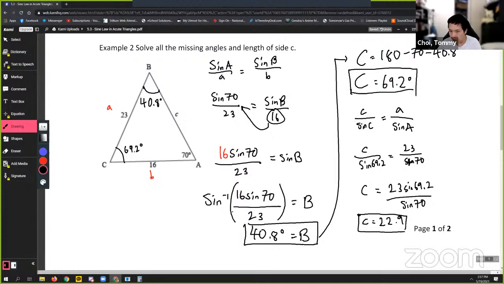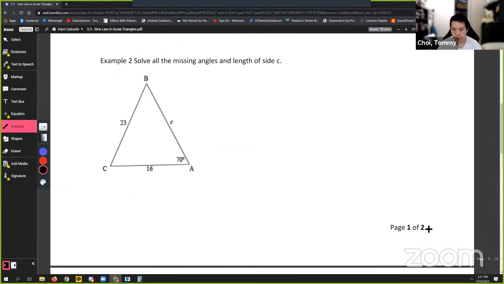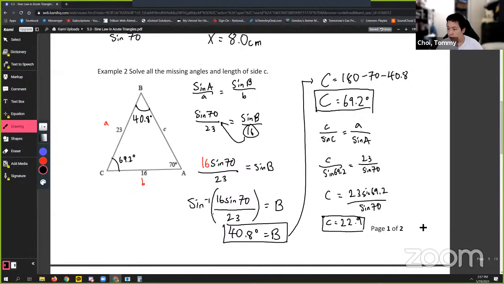Okay. So those would be your answers there for this question. Any questions or clarifications so far with this? If you got 22.8 or 22.9, both are right. It might just be a slight decimal error. Don't worry, both are correct.